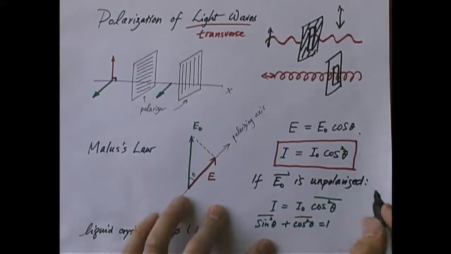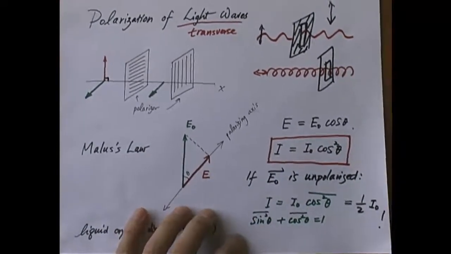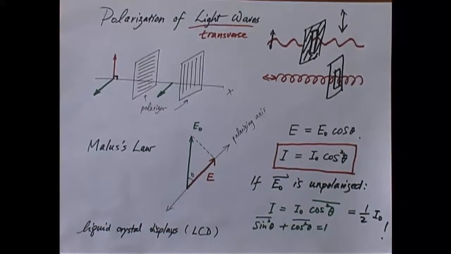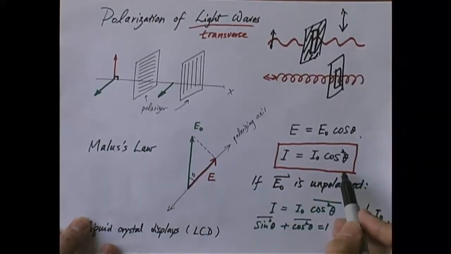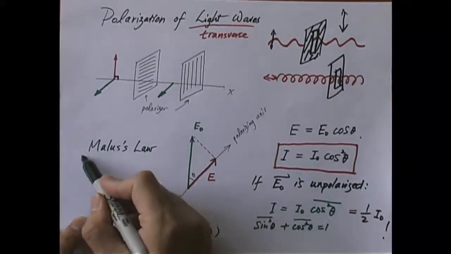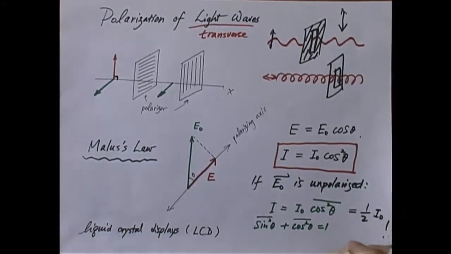So therefore, you have 1/2 I naught. Indeed, just like our intuition says, after going through a polarizer, an unpolarized beam will only have half the intensity left. The other half is blocked. Okay? That formula is called Malus's law. Malus's law. Very simple, but we're going to use it a lot.